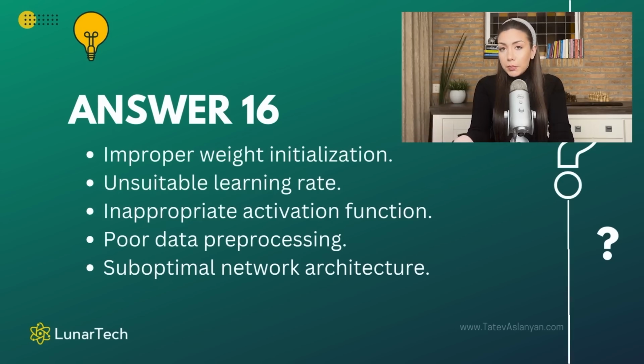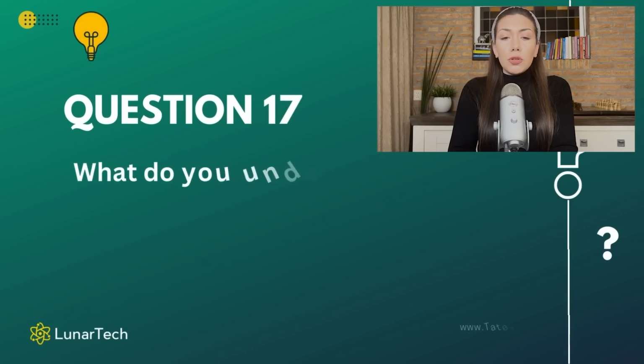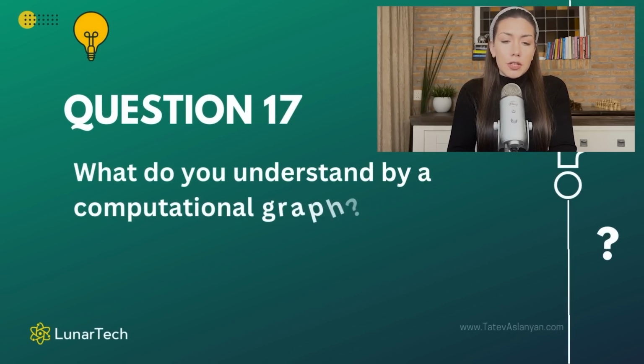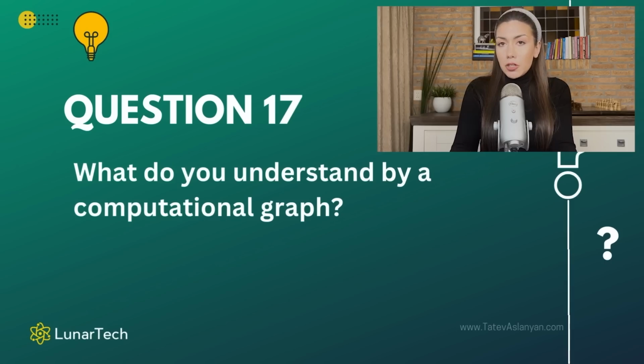The next question is, what do you understand by a computational graph? So a computational graph is a way to visualize complex operations that we are using as part of training models, as part of various types of optimization processes.